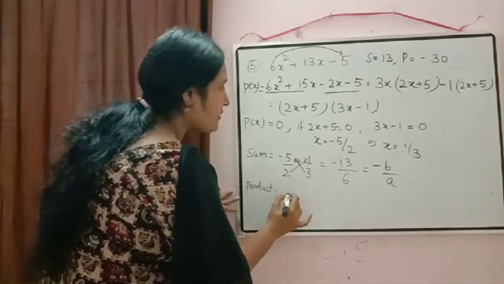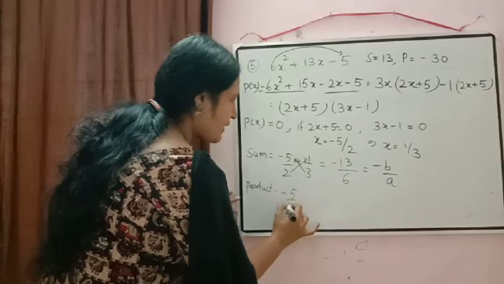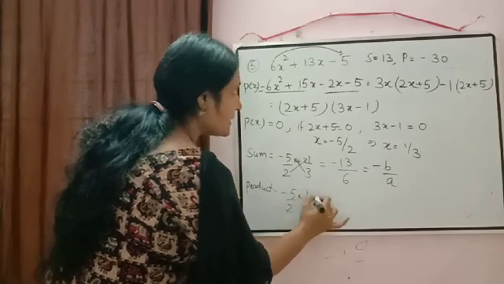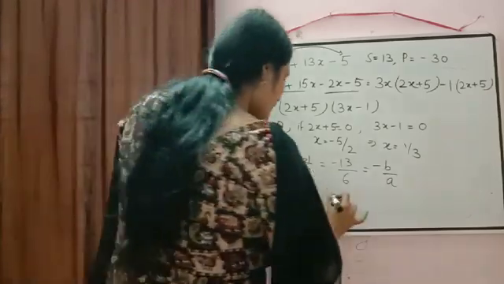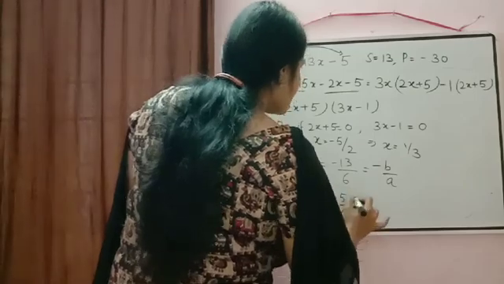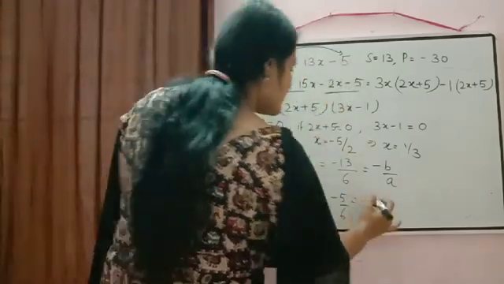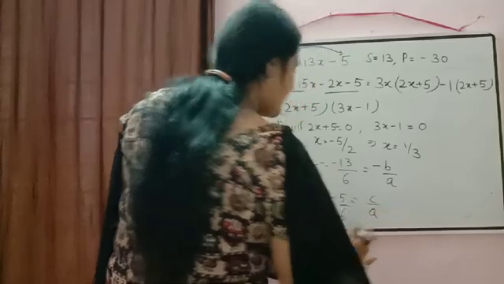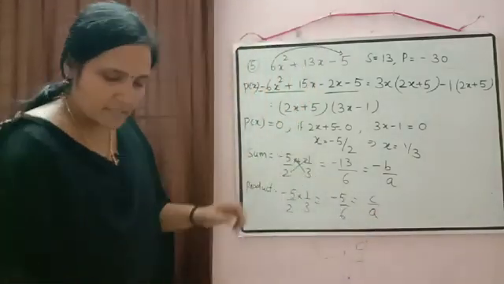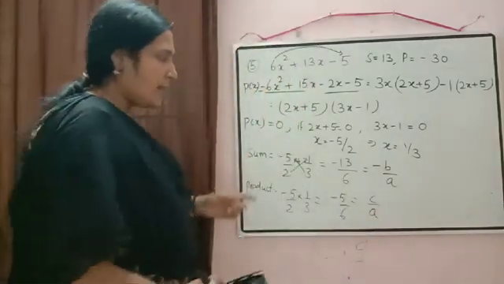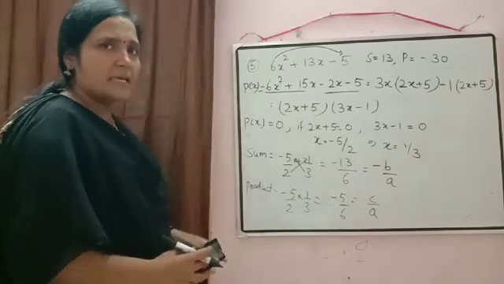Okay. Then write down product. What will be the product of the zeros? Minus 5 by 2 into 1 by 3. Then we will get here minus 5 by 6. What is minus 5 here? C. And a is equal to 6. So sum of the zeros is equal to minus b by a and product is equal to c by a.